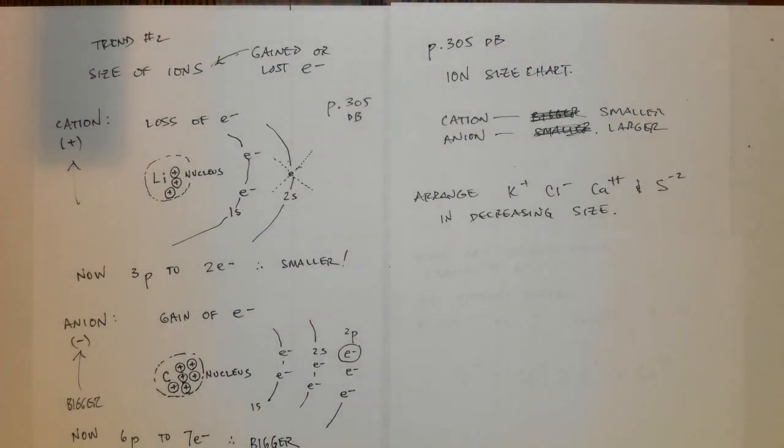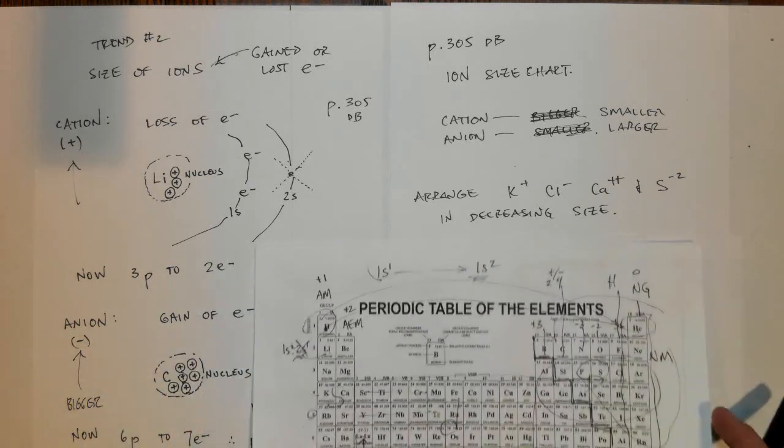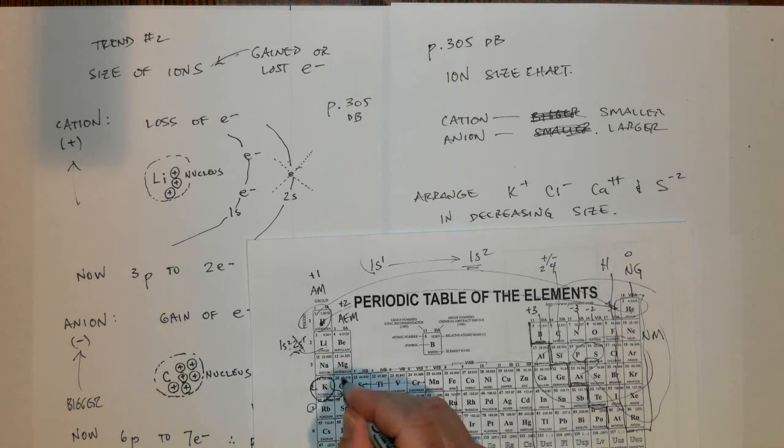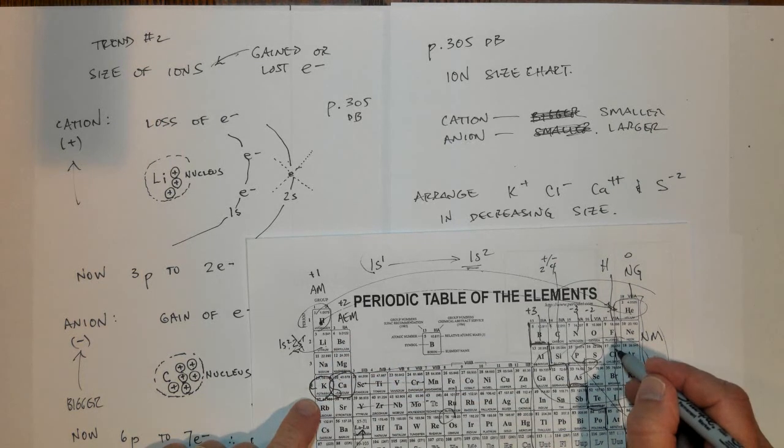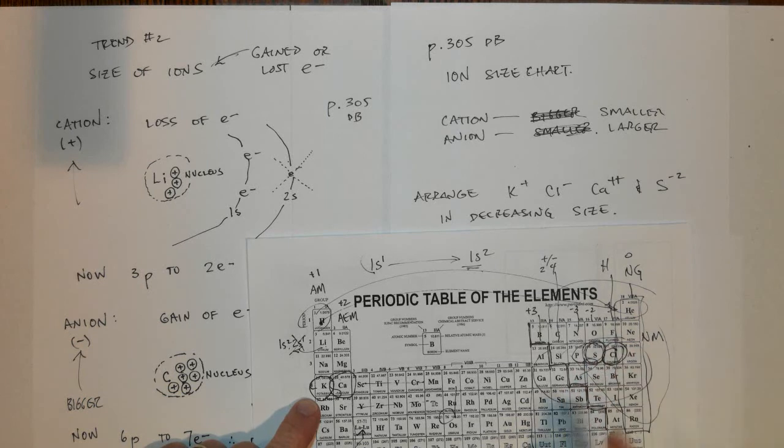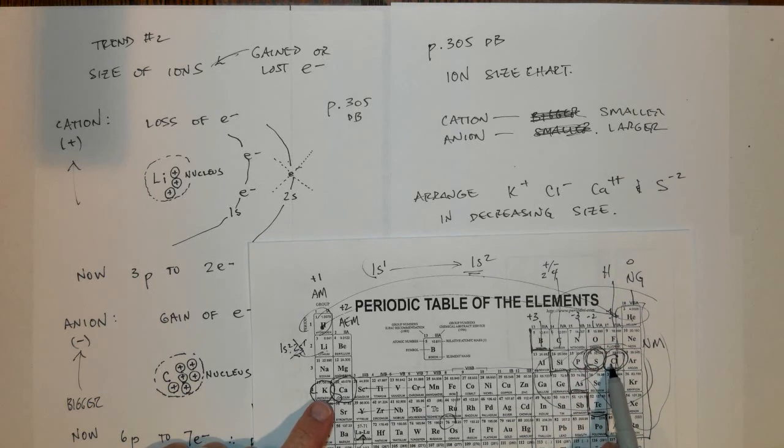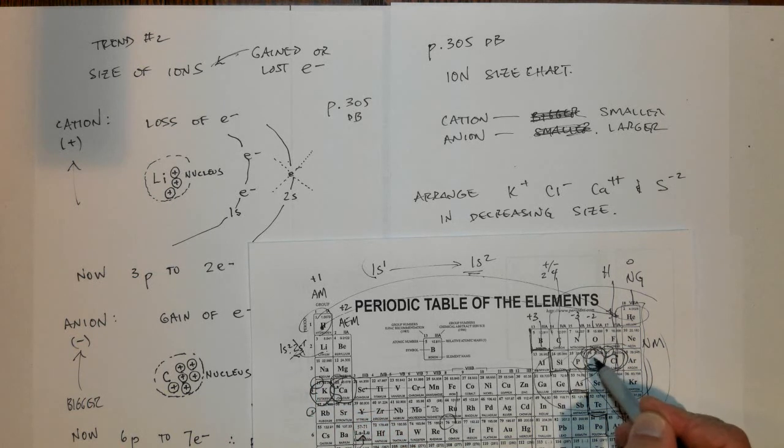So here's a problem. An example problem. Arrange K+, Cl-, Ca2+, and S2- in decreasing size. Decreasing size. So from biggest to smallest. It turns out that if you look at these species on the periodic table, potassium's right here, calcium's right here, chlorine's right here, and sulfur's right here. So they're all pretty close to one another with the number of electrons that they already have. Calcium normally would have 20 protons and 20 electrons, potassium 19 and 19, chlorine 17 and 17, sulfur 16 and 16. So they're nearby one another.